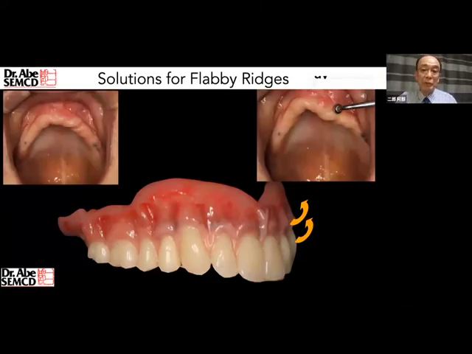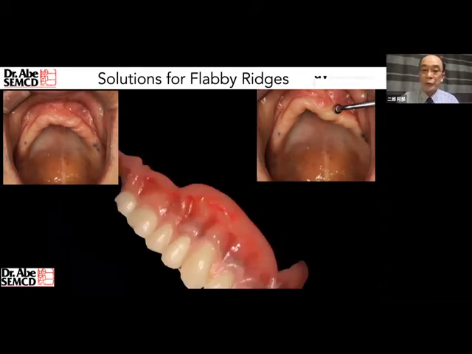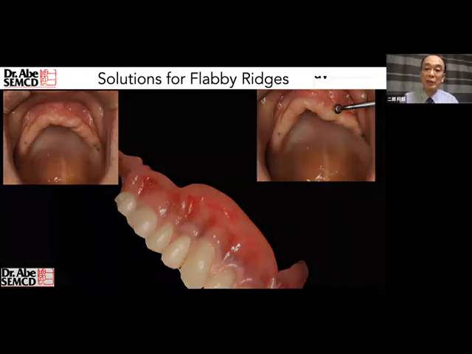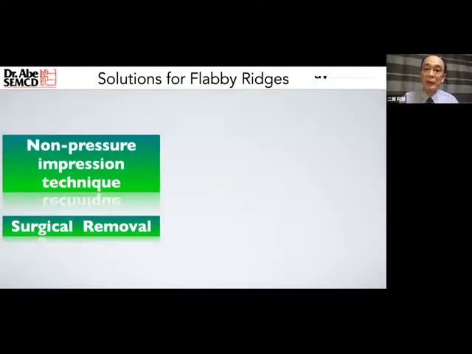So maxillary flabby tissue refers to a mobile tissue, most commonly seen in the anterior part of the maxilla. In a case with maxillary flabby tissue, the denture made with a standard impression technique would be dislodged up and forward and fall due to its mushy and soft tissue that is stimulated by the excessive pressure stimuli from the anterior teeth or anterior chewing. So in the past, two solutions for flabby lesions have been introduced: non-pressure impression technique and surgical removal.